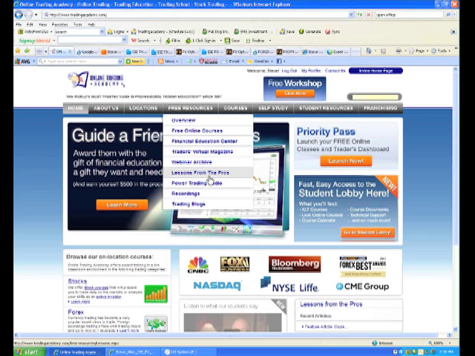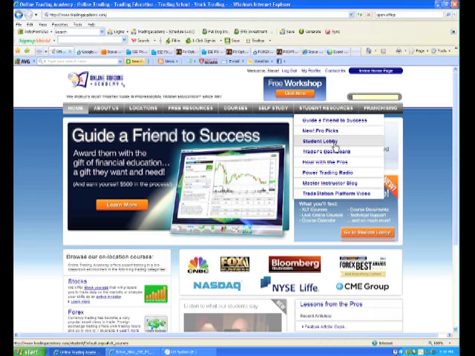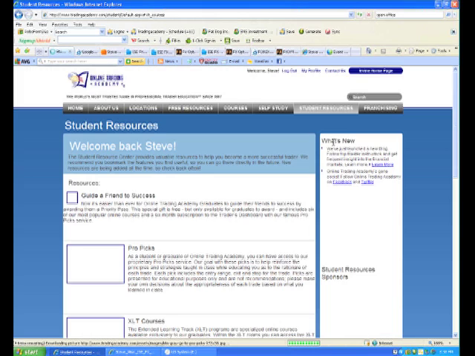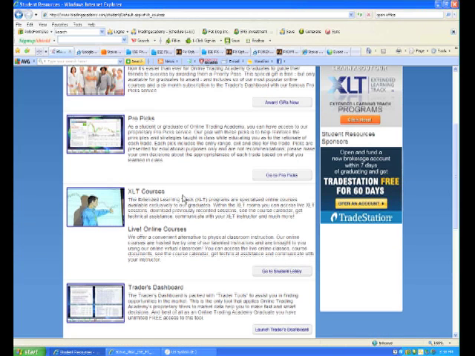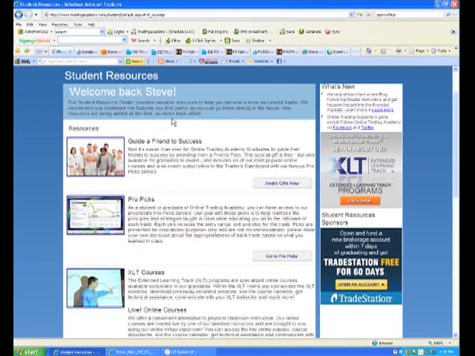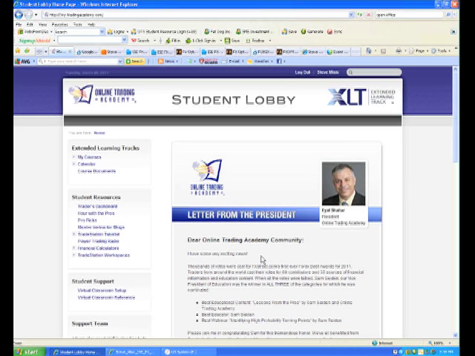But I'll give you a sneak peek as to what a student has here, something called a student lobby. And in the student lobby, for anybody that is a student of Online Trading Academy, we have our Student Resource Center, including access to our extended learning program courses. And I just log into that student lobby really quick. And then I'll show you our trader dashboard, because our trader dashboard is something that we use for our students to make their daily checklist very simple.